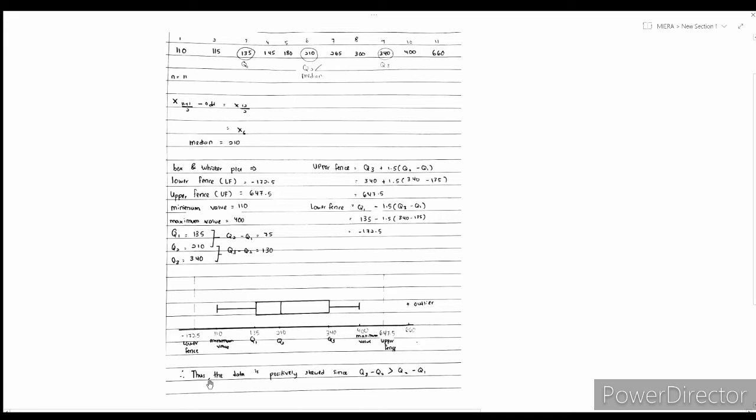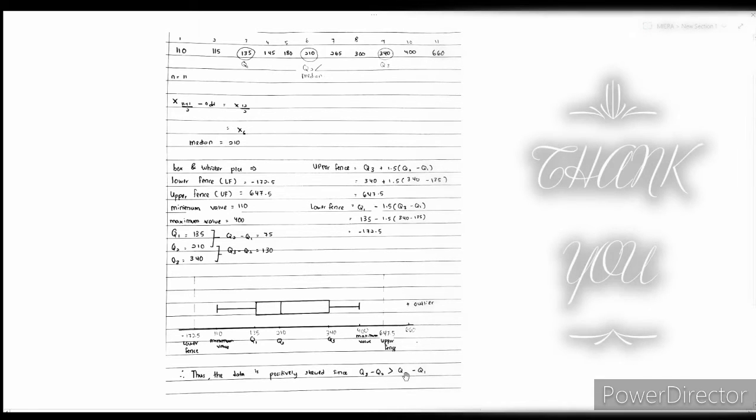So the data is positively skewed since the third quartile minus second quartile is bigger than the second quartile minus first quartile.